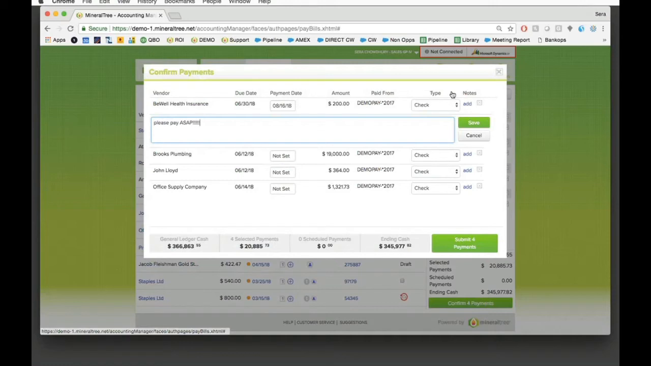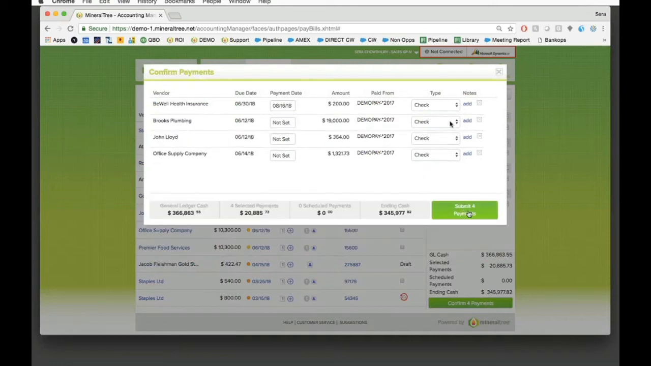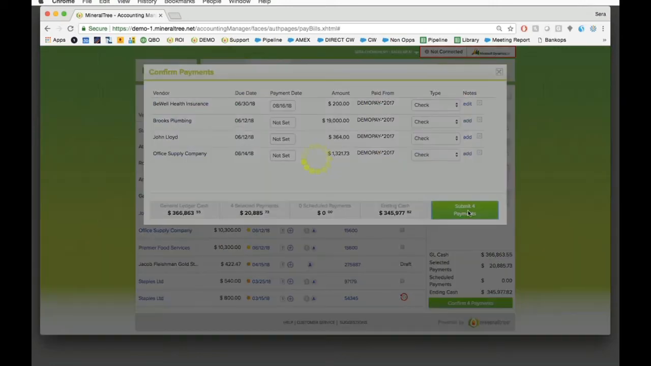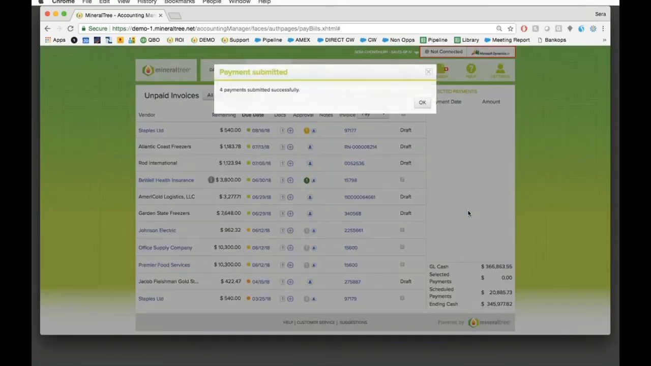I'm sure your notes look a lot nicer than mine, but you can hit submit, and then once I do this, my CFO is getting that notification to approve this payment batch and release. So once they release it, the bills will get marked as paid in GP.